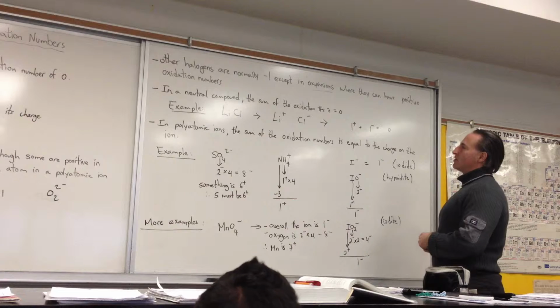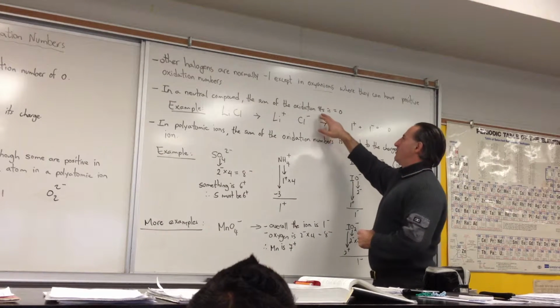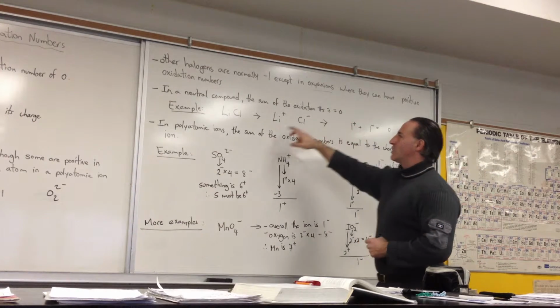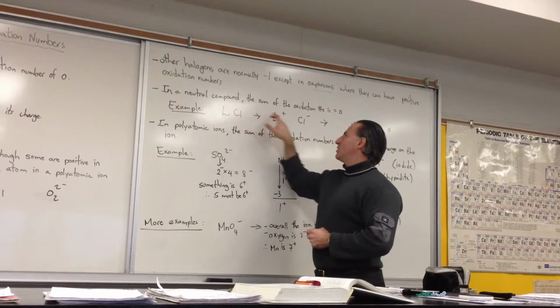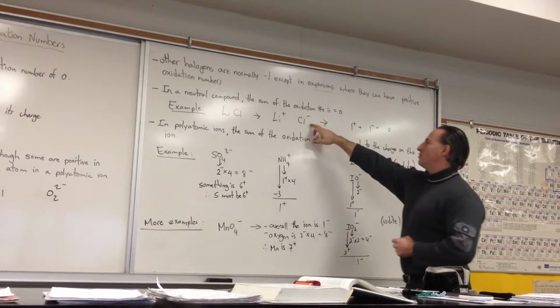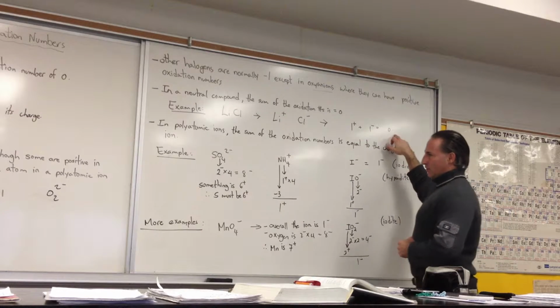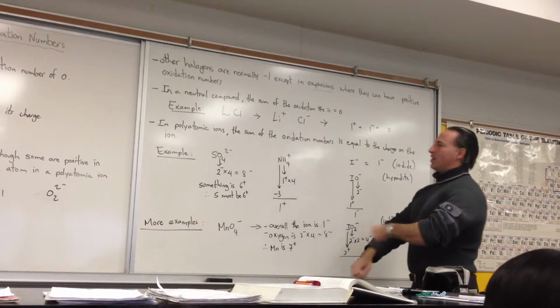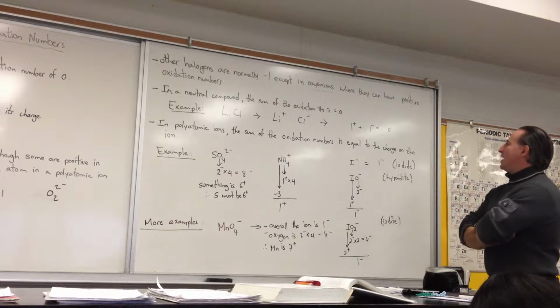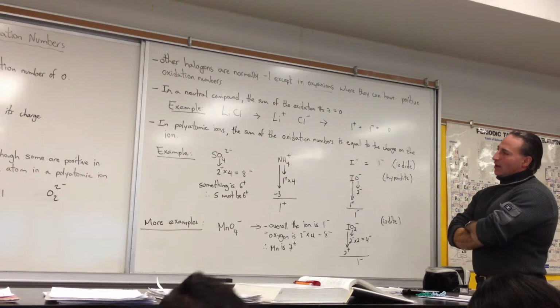In neutral compounds, the sum of the oxidation numbers is 0. So in lithium chloride, composed of lithium plus and chloride, which is -1, +1 and -1 will cancel out to 0. In polyatomic ions, the sum of the oxidation numbers is equal to the charge on the ion.